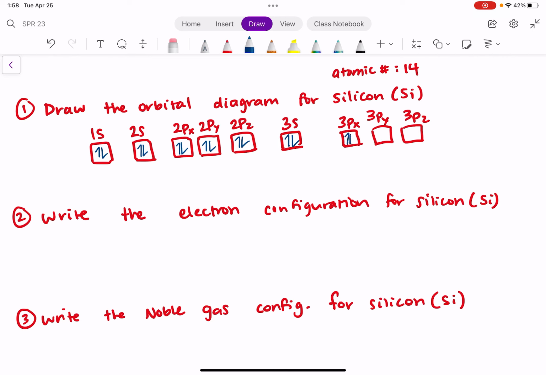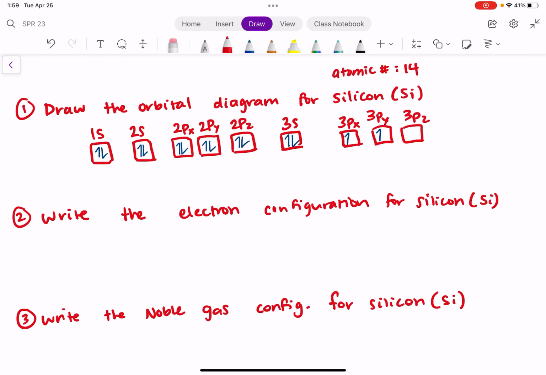So are they going to pair up like this, both in the 3px? No, no. Remember our bus analogy. They don't want to pair up yet, unless they have to. So we're going to put it in a 3py. Silicon is not one of those couple exceptions that we talked about, so it's just going to fill like normal. All right, so that would be the orbital diagram for silicon. Pretty cool. You could have also drawn your arrows like this. That's totally fine, either way.